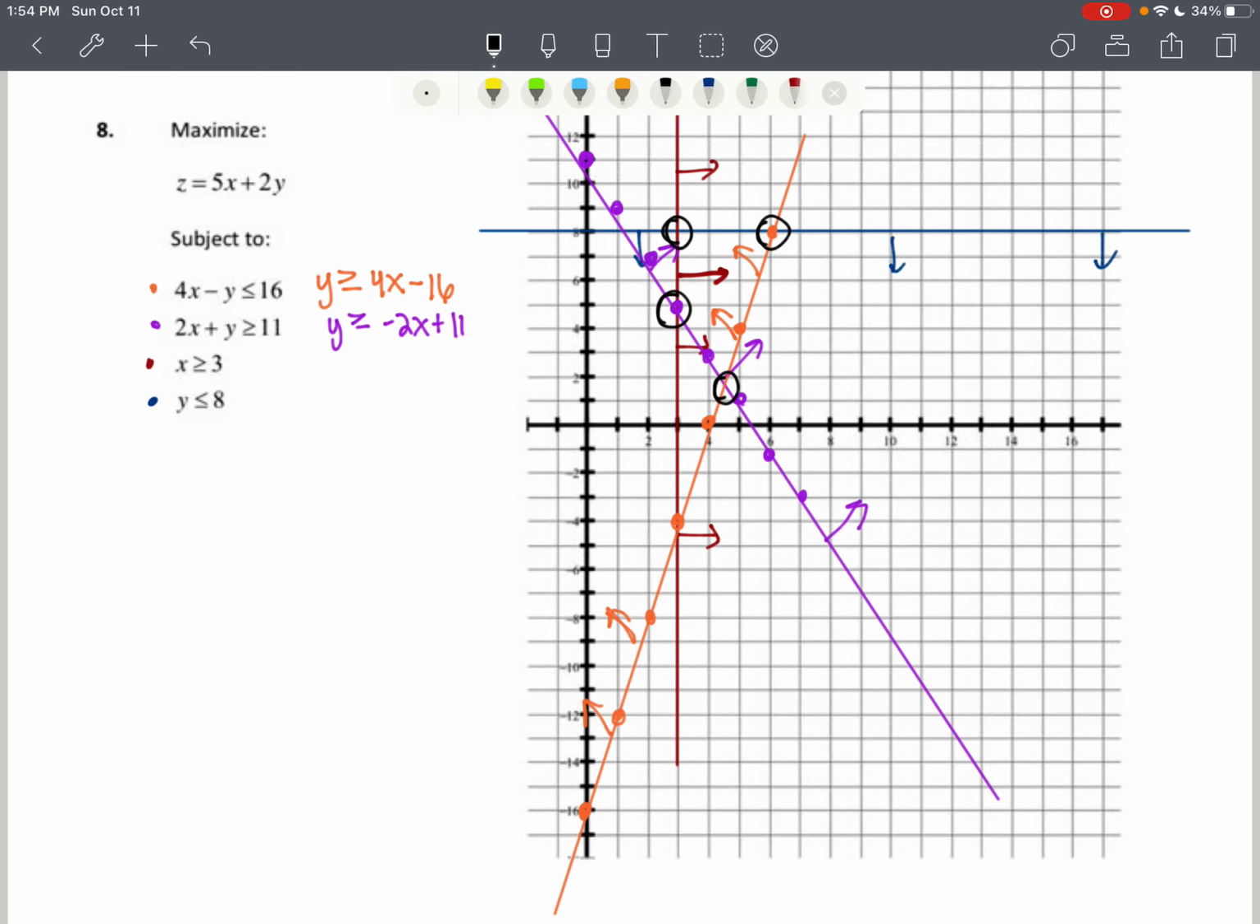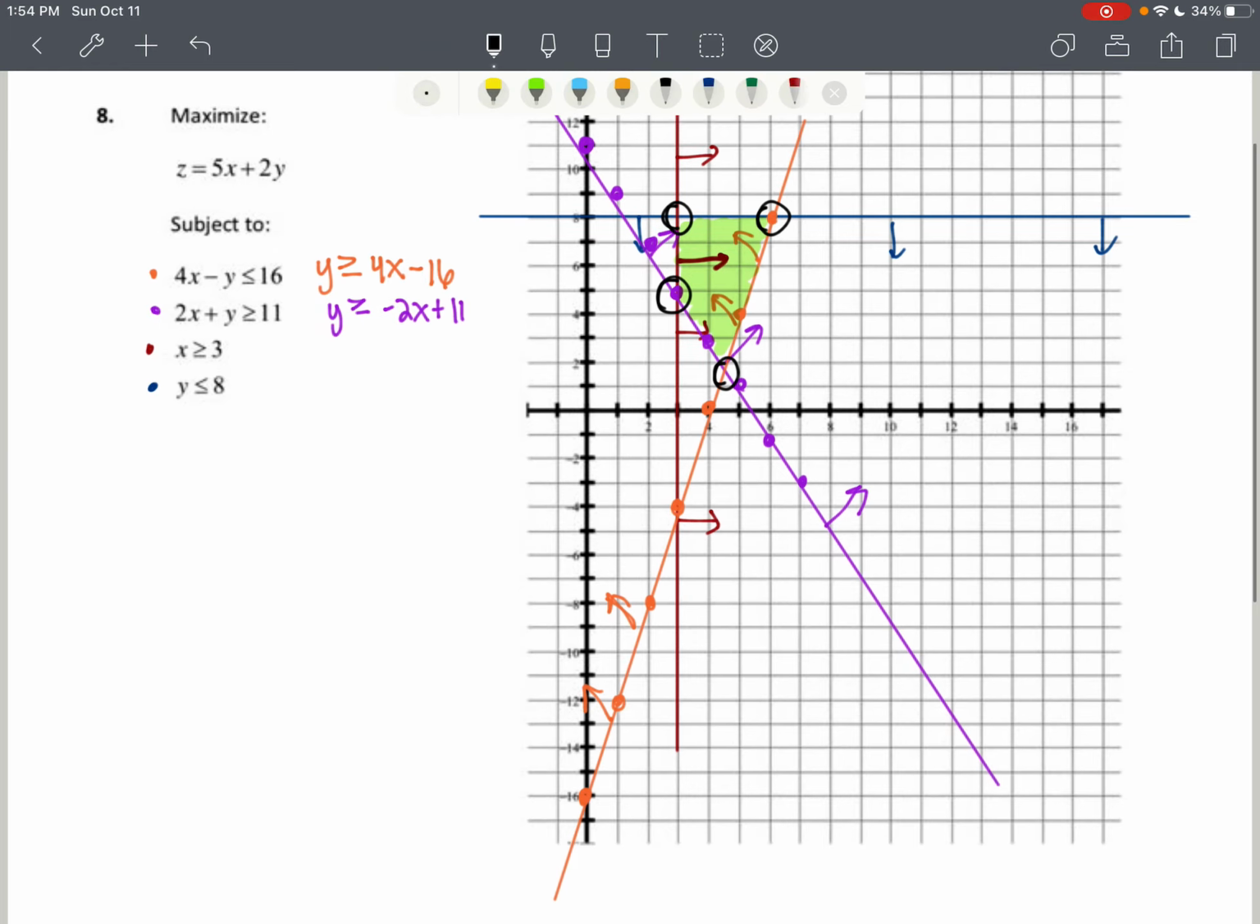And I'm going to shade in green. So there's our feasible region, and you can see the vertices. So what are these vertices? Well, I've got one clearly at 3, 8. 3, 8 is definitely one. I've got one at 6, 8, most definitely. I've got another definite one at 3, 5. But it is this one right here that I do not know the ordered pair.